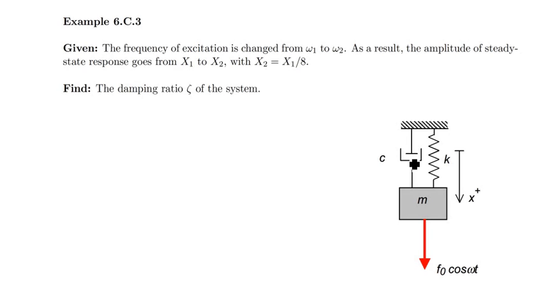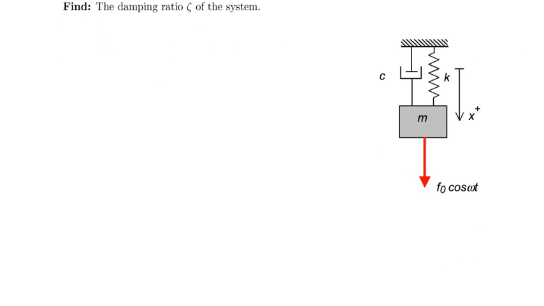Alright, so in this example we're told that the frequency of excitation for this mass spring dashpot system is changed from omega 1 to omega 2, and as a result the amplitude of the steady state response goes from x1 to x2, where x2 is 1/8 x1, and we're asked to find the damping ratio for the system.